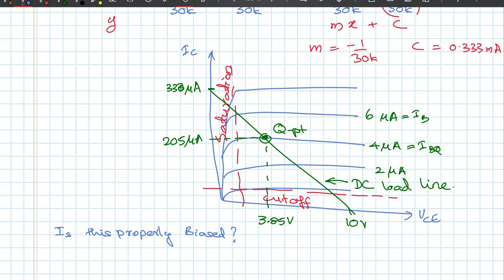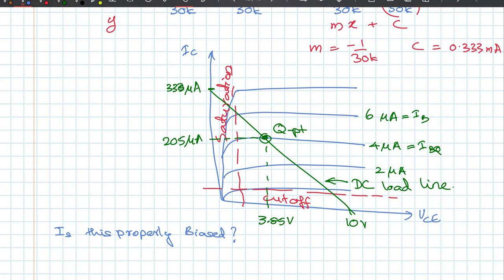Now in order to actually figure that out, we need to draw what is called the AC load line. When the signals change, the signal change is not actually on the DC load line, but it will be on an AC load line. Why is it? We are going to discuss.